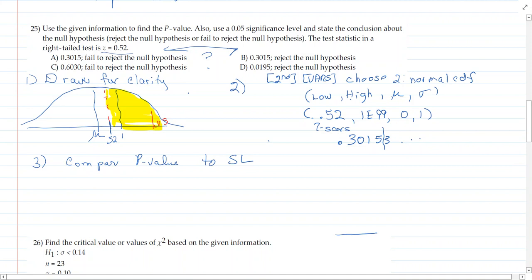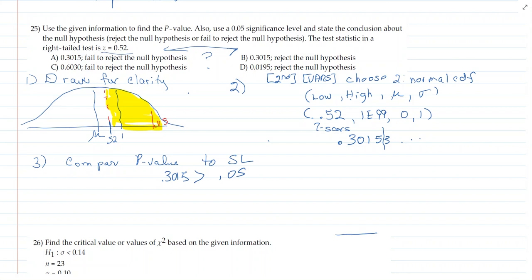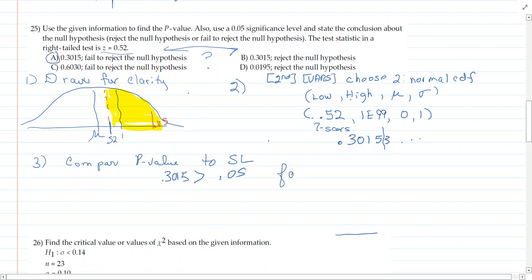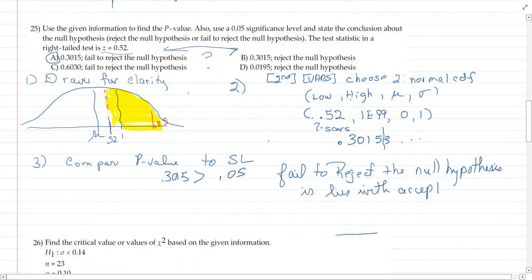And our significance level was 0.05. And the p-value is greater. Well, if it's greater, what do we do? We fail to reject because it's in the acceptable norm. So it's A. And that is because it lies within the acceptable boundary. So we fail to reject.